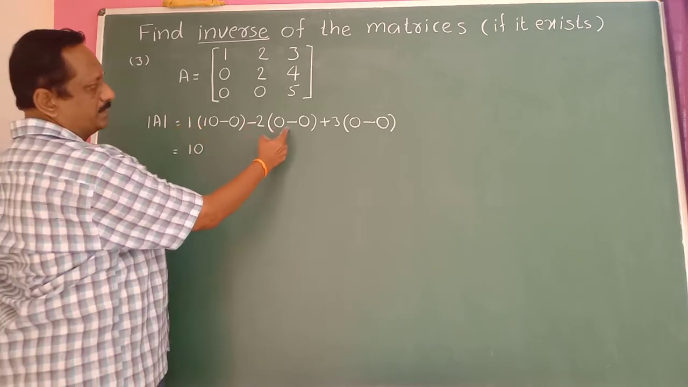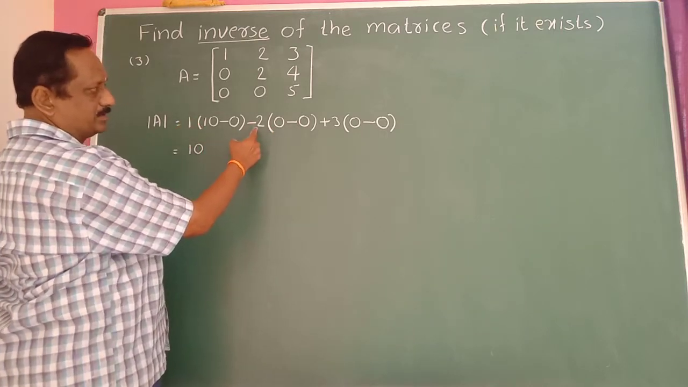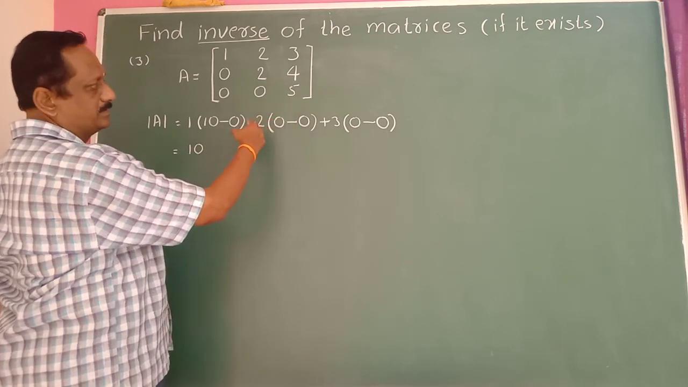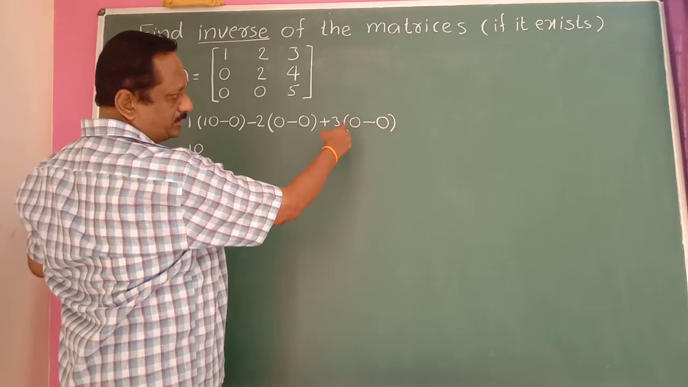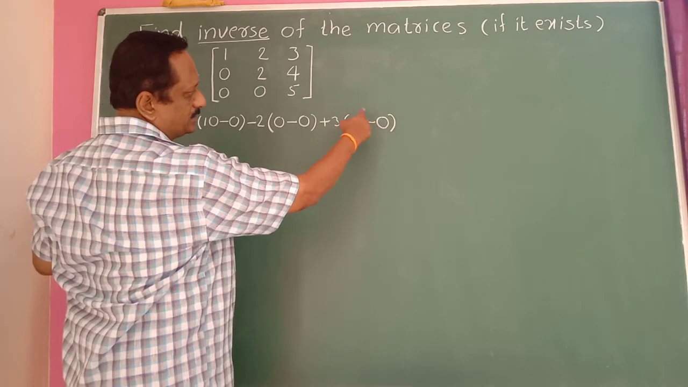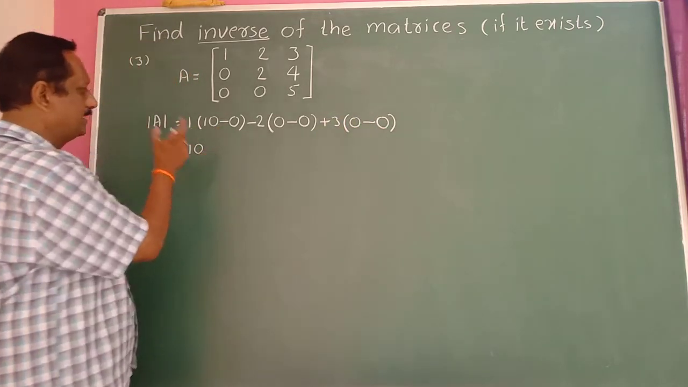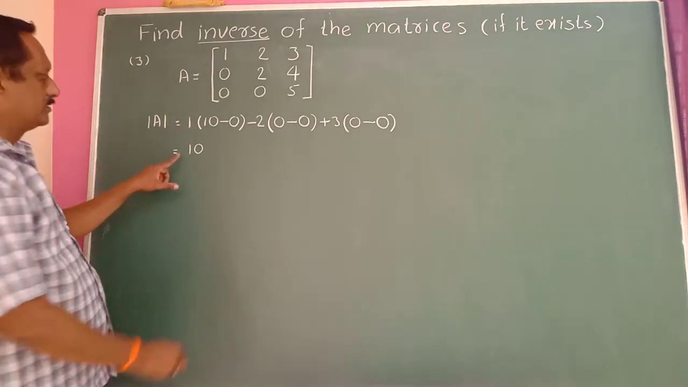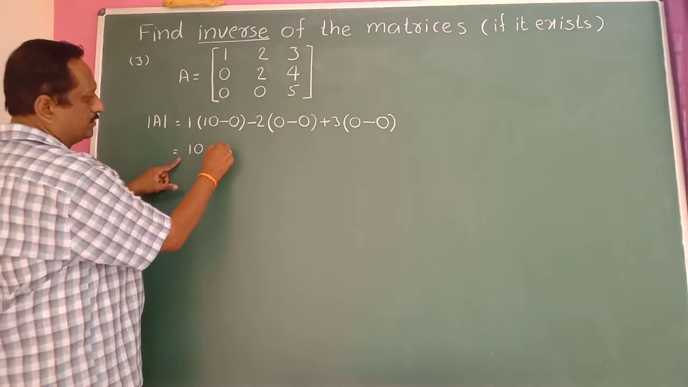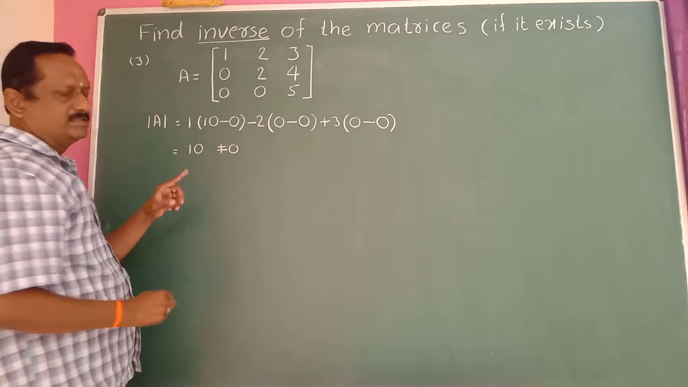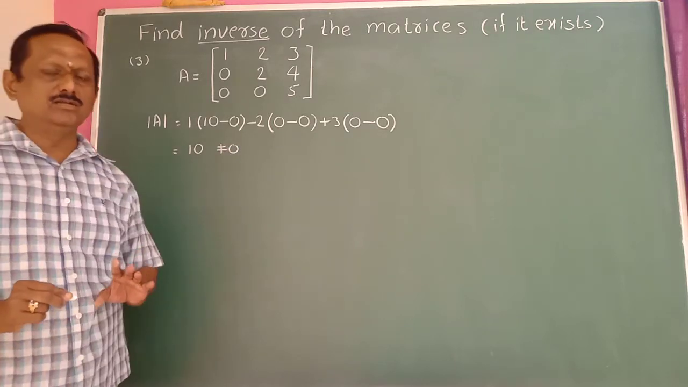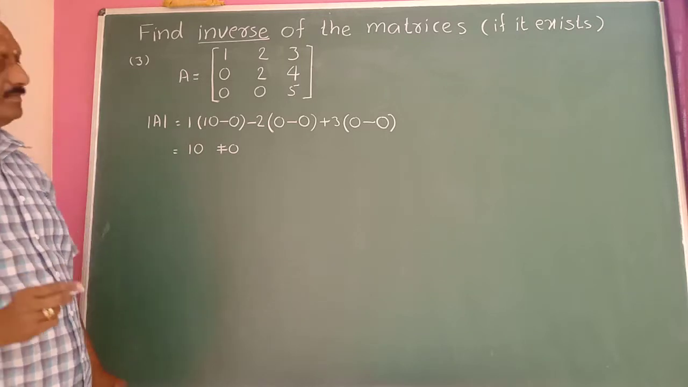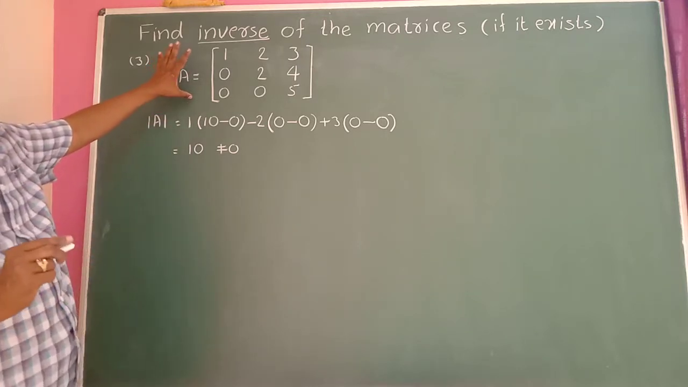And here 0 minus 0 is 0, 0 into 2 becomes 0. The complete term is 0 here. Even 0 minus 0 is 0, 0 into 3 becomes 0. The complete term is 0. Therefore write only 10 here. Determinant of A is equal to 10. So this is not equal to 0. Hence it is a non-singular matrix. And you know that every non-singular matrix has an inverse here. Means this matrix has an inverse.